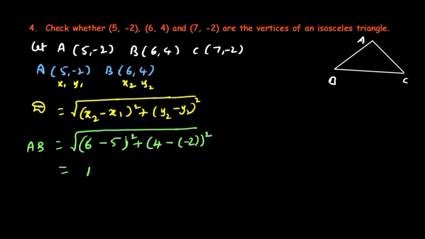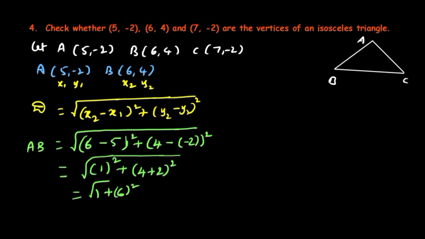So 6 minus 5 equals 1, squared, plus 4 minus of minus, which gives plus 2, that is 6, whole square. So 1 square is 1 plus 6 square, which is 36, right? So root of 1 plus 36 equals root of 37. So this is the distance between AB.